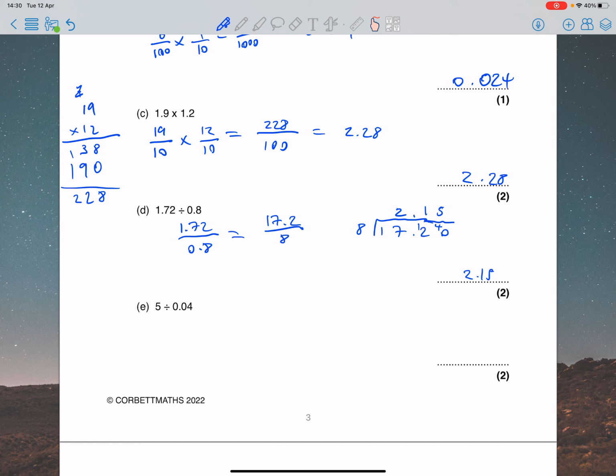Next, we have 5 divided by 0.04. Using the same logic, 5 over 0.04. This time, if we times the top and bottom by 100, that makes the bottom a whole number, so that's 4. And then 5 times 100 is 500. And then we do 500 divided by 4. This one's a bit easier to do because we can just go 500, halve it, which is 250, halve it again, which is 125. So there we go.